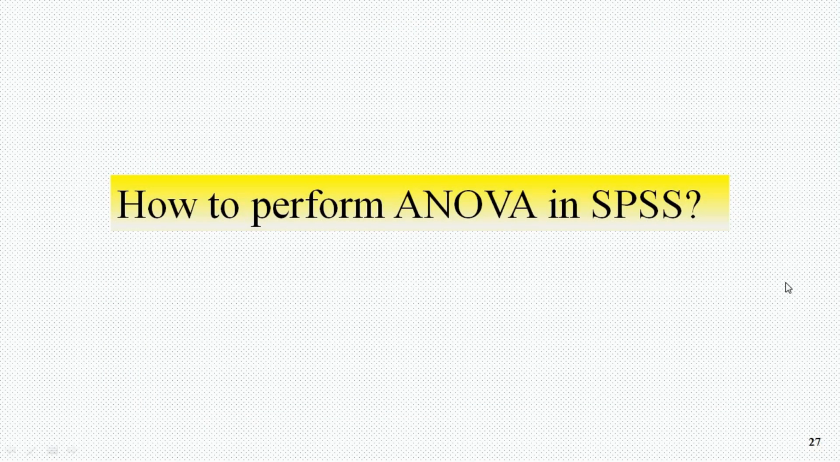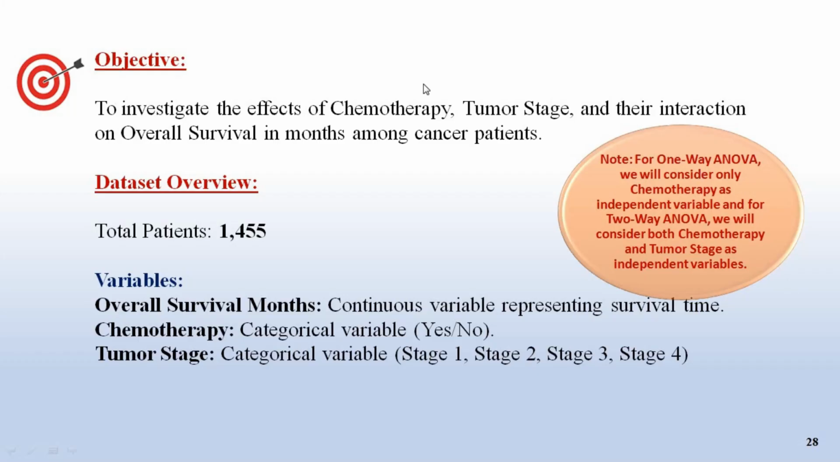Now we come to the last point of our presentation, that is how to perform ANOVA, analysis of variance, in SPSS. Now I am going to show you. Here you see, I have considered this objective: to investigate the effects of chemotherapy, tumor stage and their interaction on overall survival in months among cancer patients.